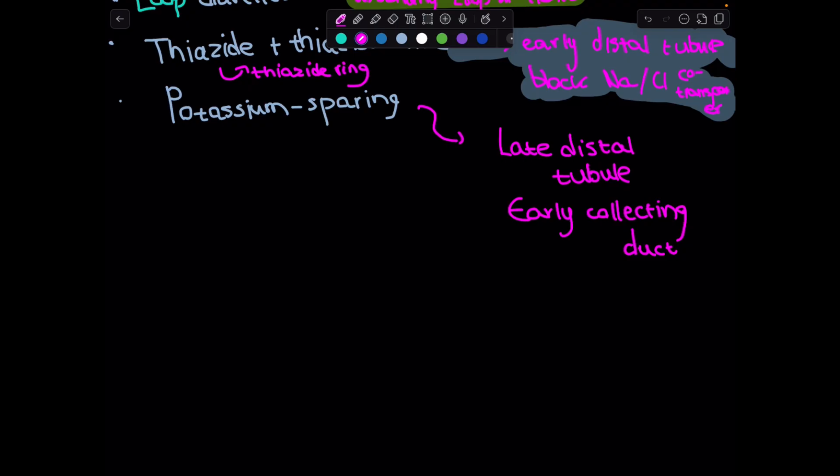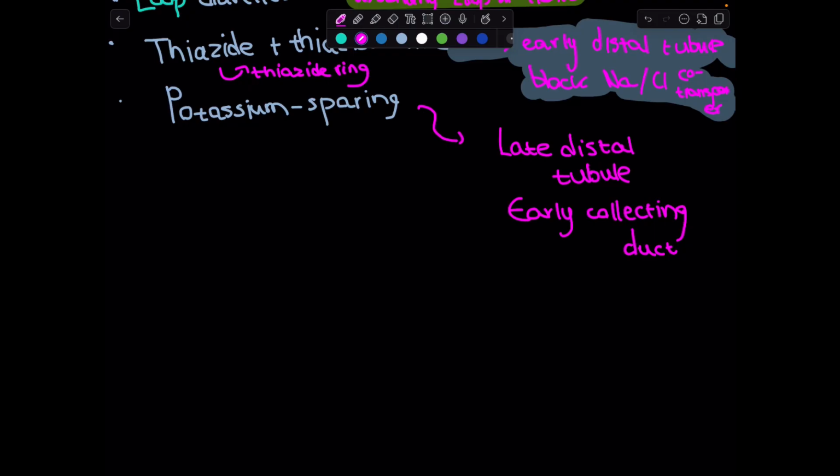Potassium-sparing diuretics, e.g., spironolactone, amiloride. These target the late distal tubule and early collecting duct, where spironolactone antagonizes aldosterone receptors to block sodium reabsorption, and amiloride inhibits epithelial sodium channels, ENaC, both preserving potassium by limiting its secretion in this hormone-regulated region.